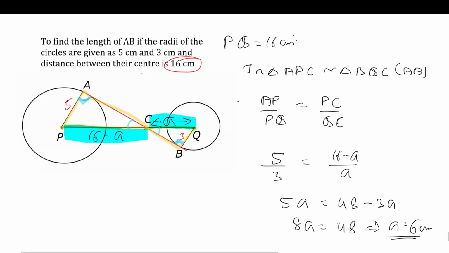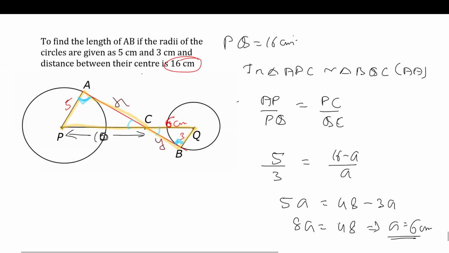Now, since I got the length as 6, let me write it down over here. We got this as 6 centimeter. So therefore, this is 16 minus A. 16 minus A is how much? That's 10. So now we have the length of this also as 10 centimeter. But then we had to get the length of AB. So I can split AB into two parts. This part I take as X, and BC as Y.